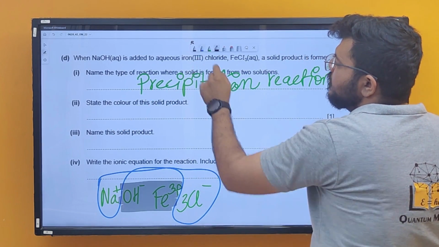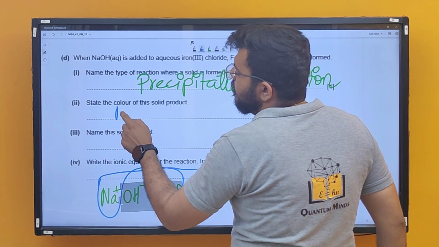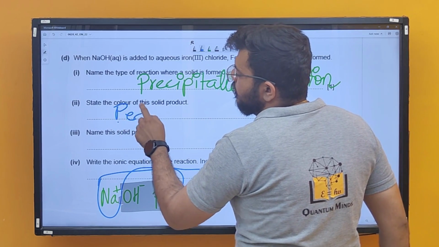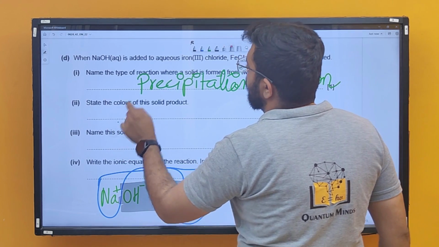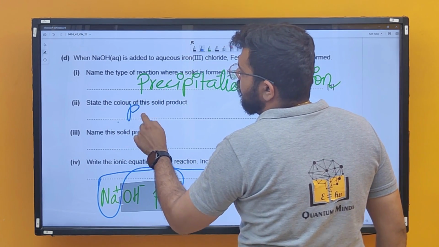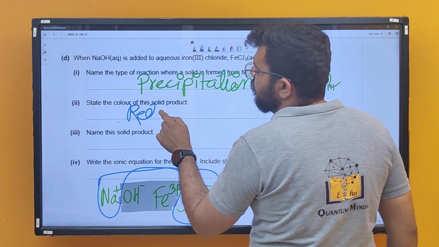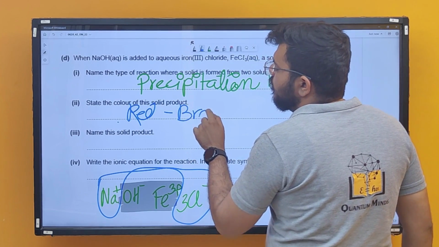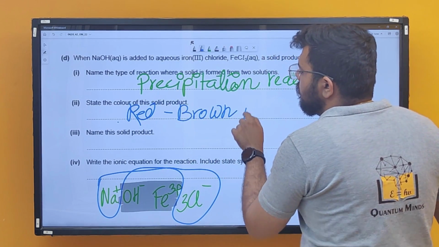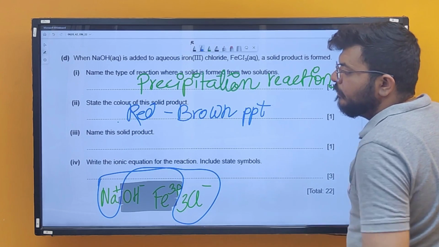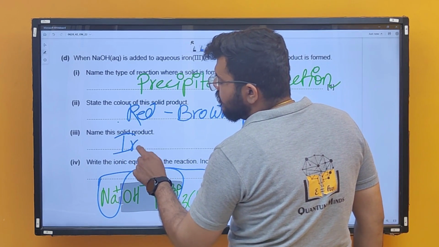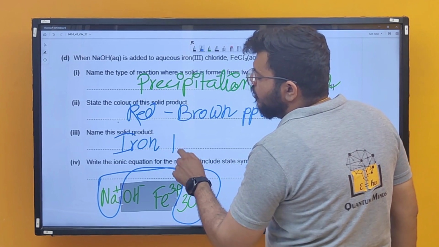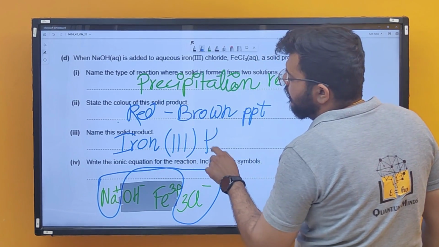State the color of this precipitate. It is red brown, or you can say brick red. Okay, so it is red brown precipitate. Then name this solid product. We already found out, iron 3 hydroxide. See, they are asking name, do not write formula.